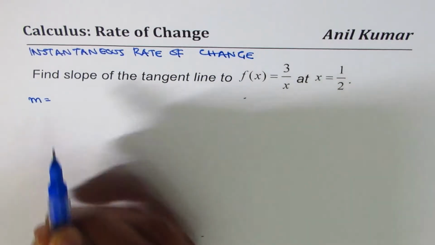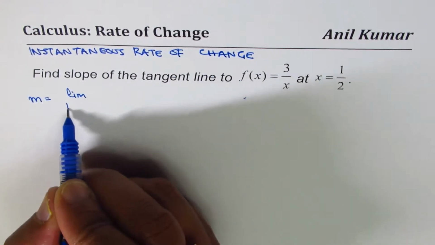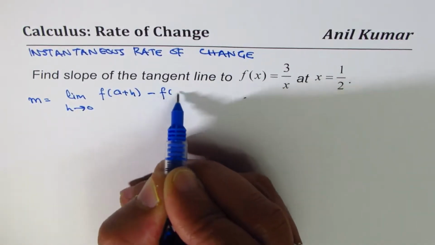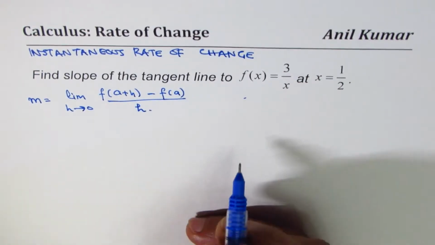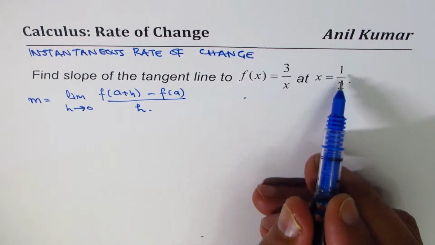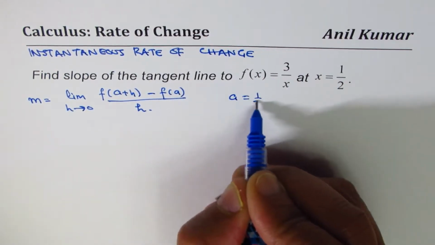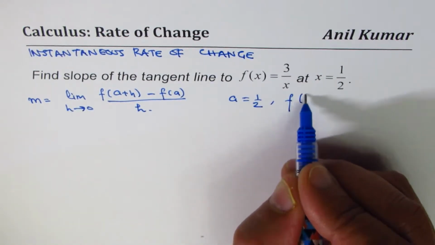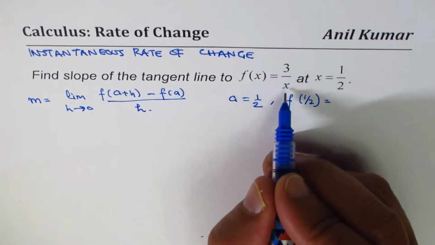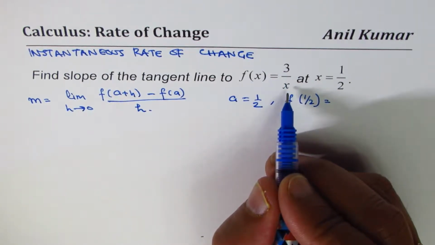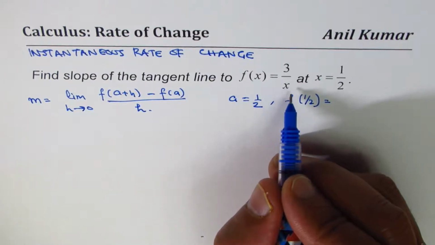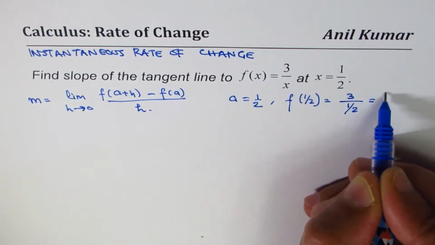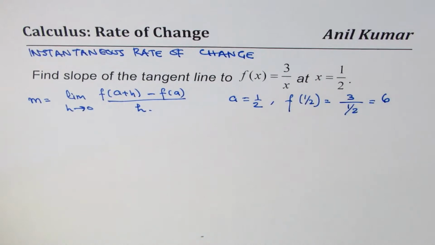So the slope m is the limit as h approaches 0 of f of a plus h minus f of a, over h, right? In our case, a is half, the x value given to us. So we have a equals half, and f of a, that means f of half, where the function is 3 over x, correct? So we could write this as 3 over x, where x is half, which is 3 times 2, which is 6, right? So f of half is 6.